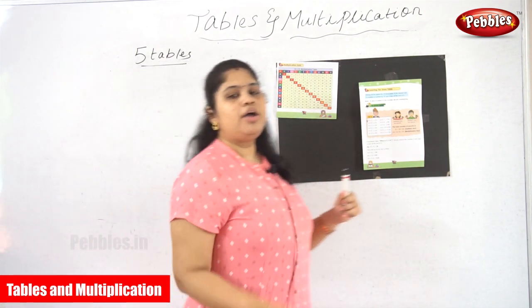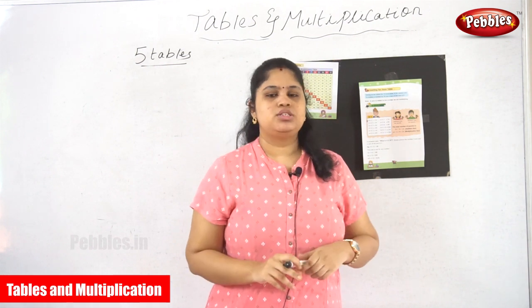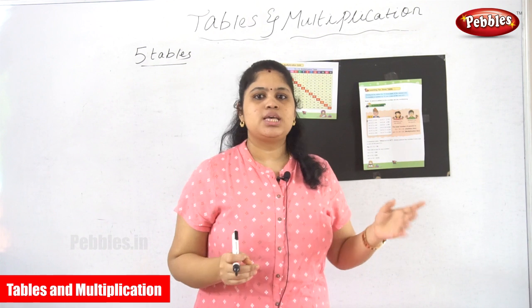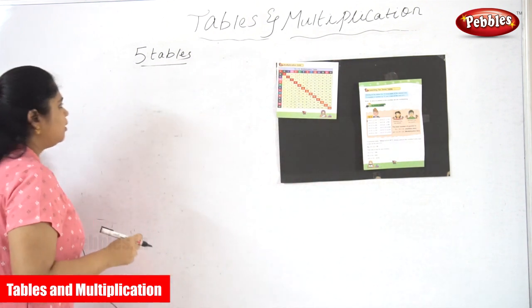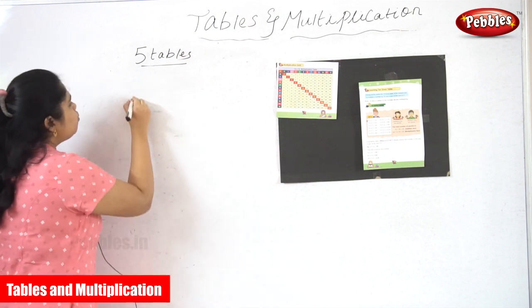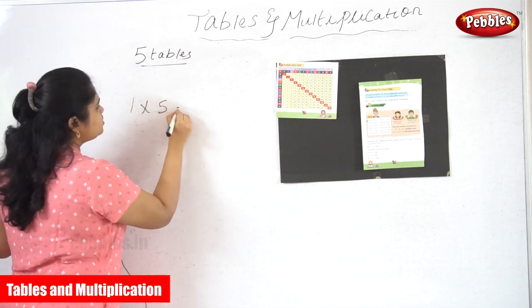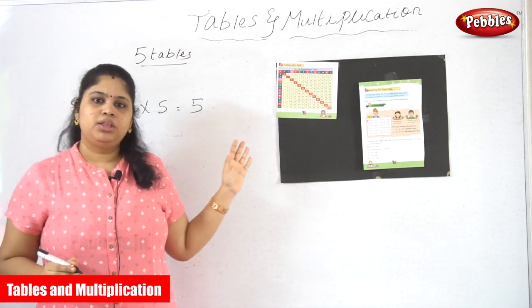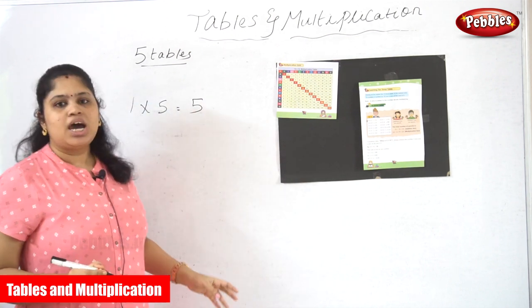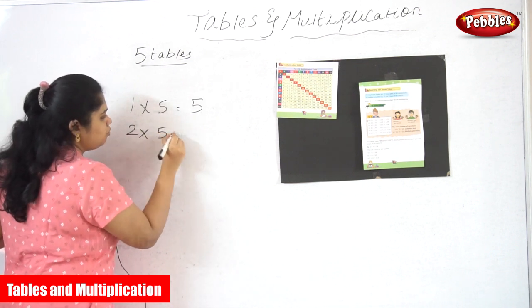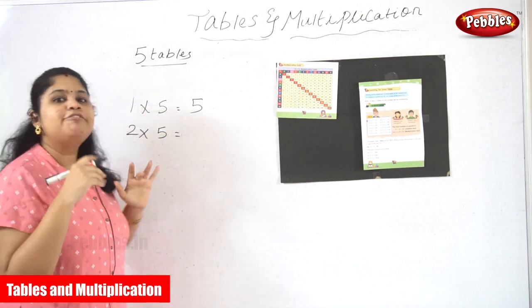So I have told you about the skip counting method. If you have seen my videos, you have maybe seen about the skip counting method. The same process is behind the 5 tables also. I'm just working out: 1 into 5 is equal to 5, isn't it? I have told you, any number multiplied by 1, the number itself will be the answer. Next, 2 into 5. So I'm going to skip count by 5.